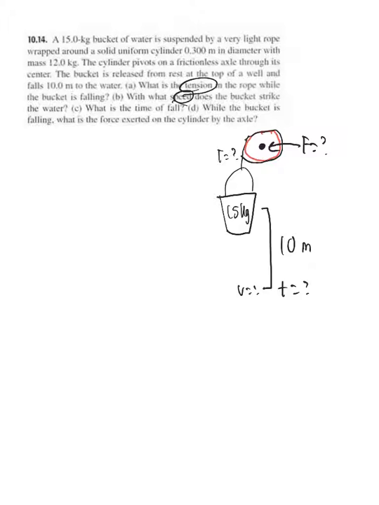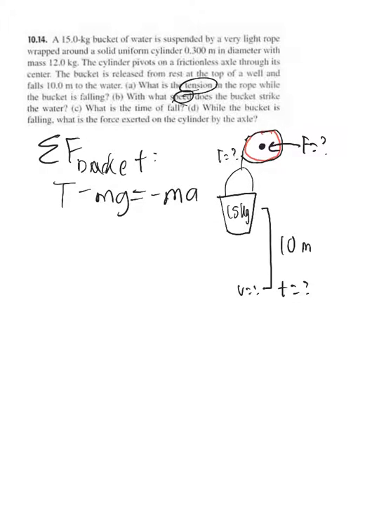And I'm going to start with the bucket itself. I'm going to sum up the forces on the bucket. And those are going to be T minus mg equals negative ma. Okay. And I know a lot of those. So it's going to be T minus mg, which is going to be negative 147 newtons. 15 times 9.8 equals negative 15a. And then I have to deal with the torques that go with all that stuff too.